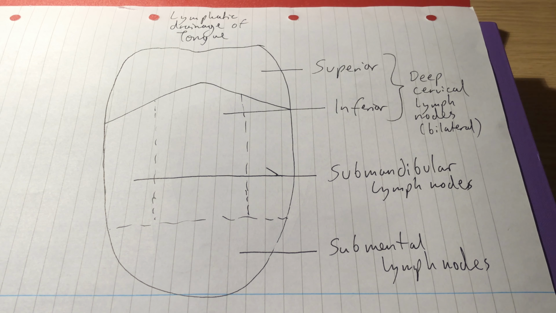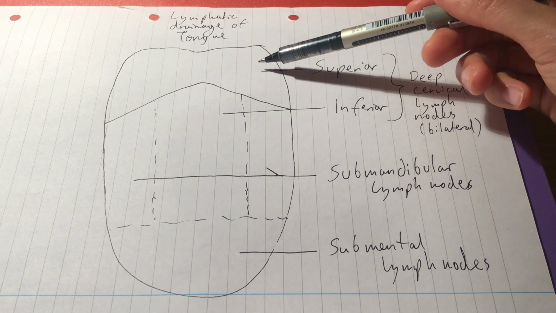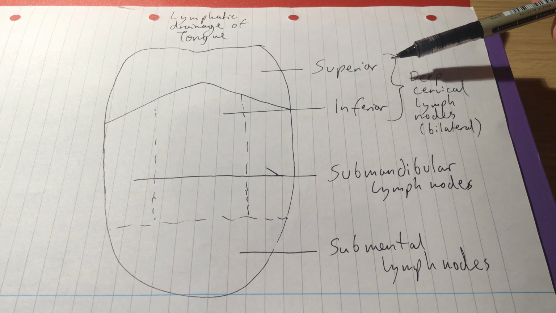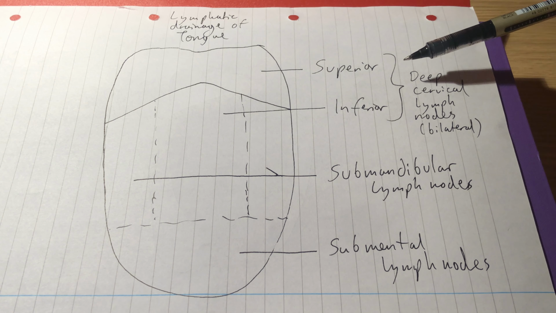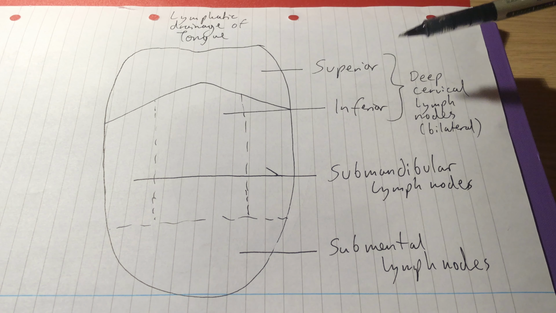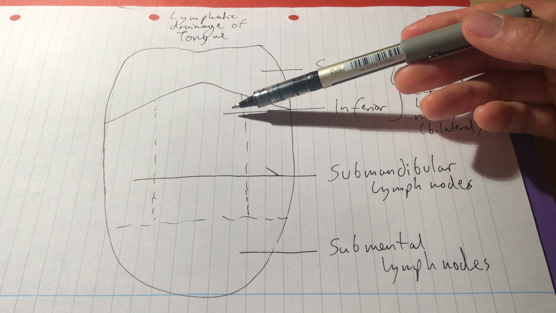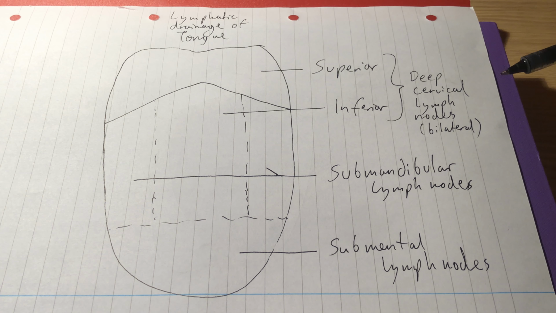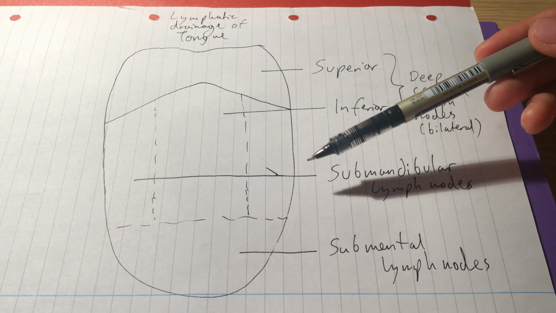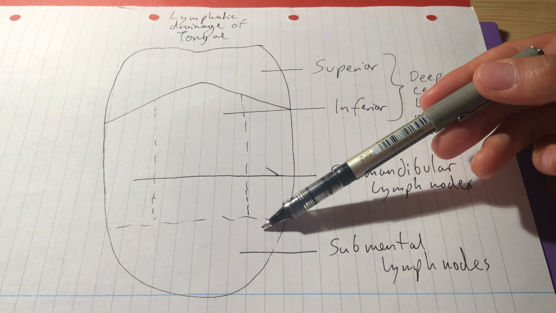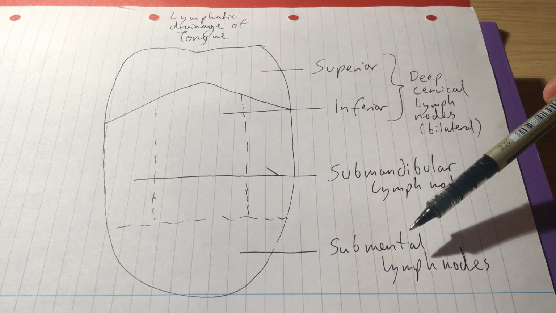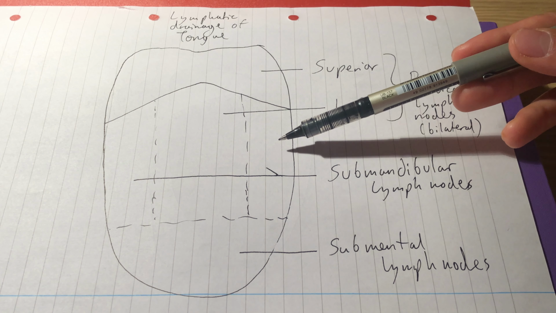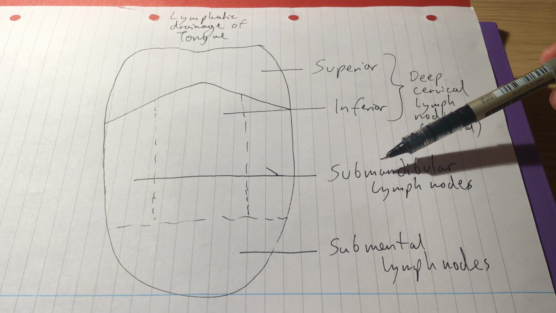For the lymphatic drainage of the tongue, the posterior 2/3 of the tongue drain to the superior deep cervical lymph nodes bilaterally for both sides. In the anterior 2/3 of the tongue, the middle portion drains to the inferior deep cervical lymph nodes, again bilaterally. The anterior part of the tongue and the apex drain to the submental lymph nodes, and the lateral parts of the anterior 2/3 of the tongue drain to the submandibular lymph nodes.